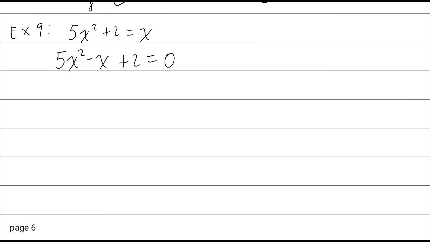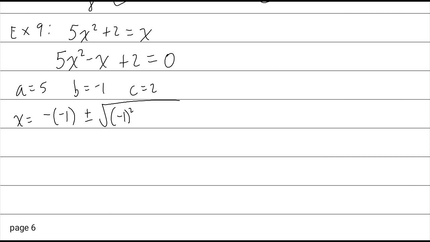Let's see if I can fit another one here. Let's solve 5x squared plus 2 equals x. If I want to use the quadratic formula, I need to take care of this x and move it onto that side. So I'll do that. Subtract x from both sides. Now I will identify a, b, and c. A is 5, b is negative 1, c is 2. Negative b plus or minus square root b squared minus 4ac all over 2a.